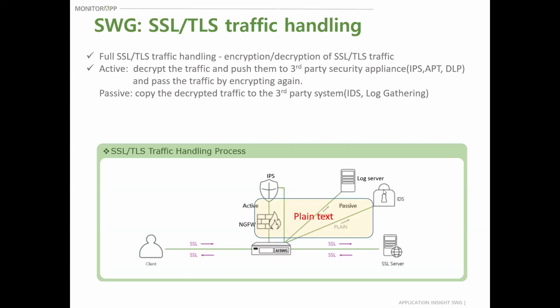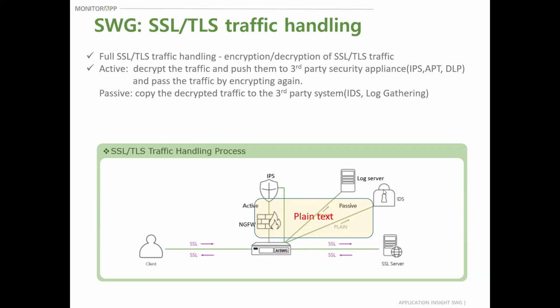If the traffic is blocked by the NG firewall or IPS policy, then the block page will be forwarded through the SWG. But if the traffic is clean and allowed by the IPS, then the traffic will pass through the appliance and SWG encrypts it again, then forwards it to the targeted SSL server. This is the active traffic flow.